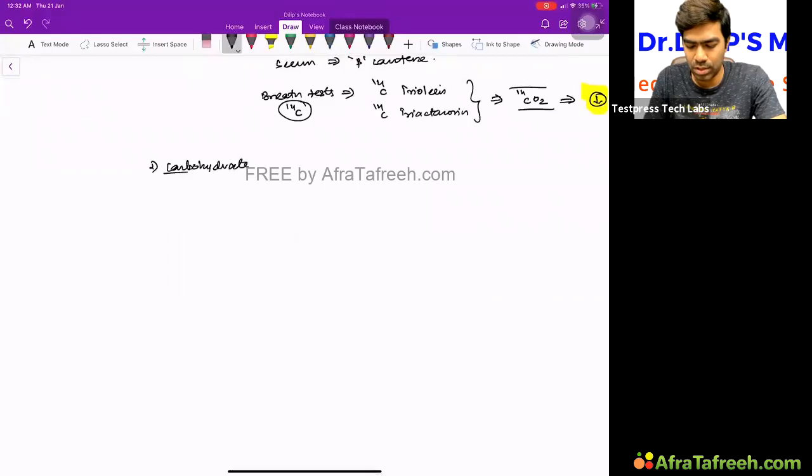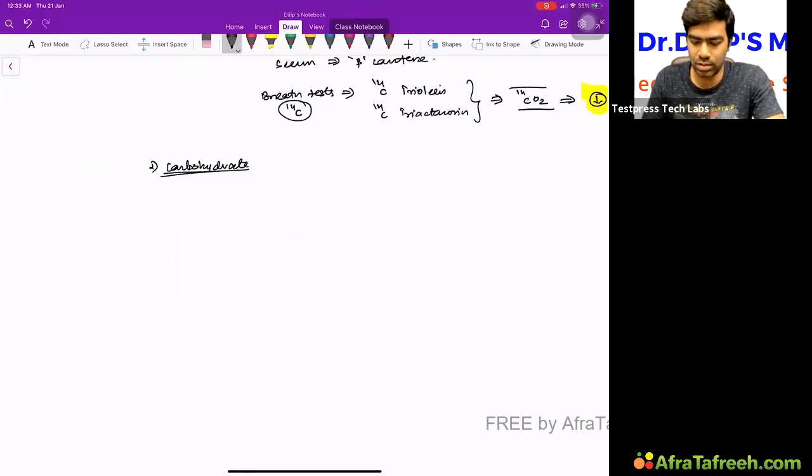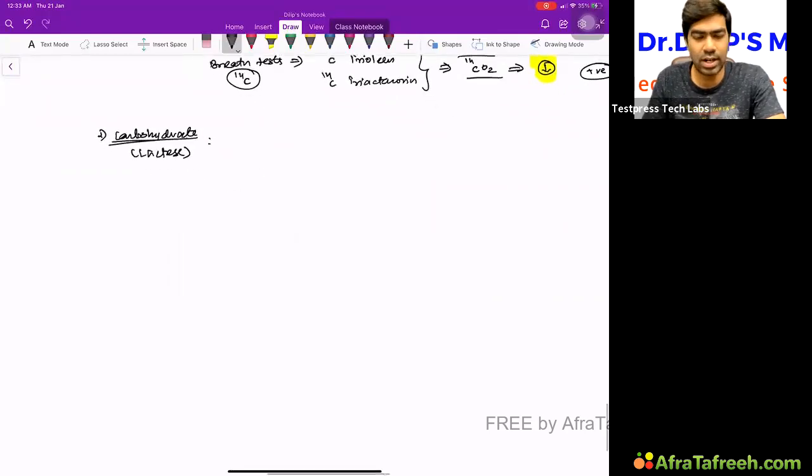Carbohydrate malabsorption. As far as carbohydrate malabsorption is concerned, the most important thing that we need to think about is the lactase deficiency. So that is lactose malabsorption, which is very, very important. How do we find out whether the patient is having lactose malabsorption or not? First, we are going to give 50 grams of lactose to the patient.